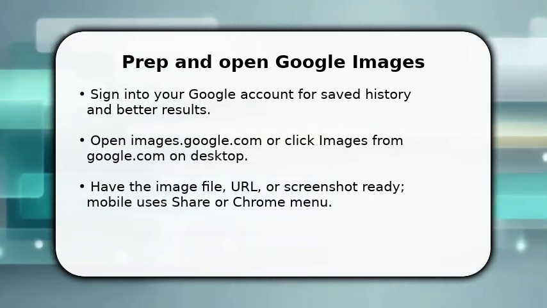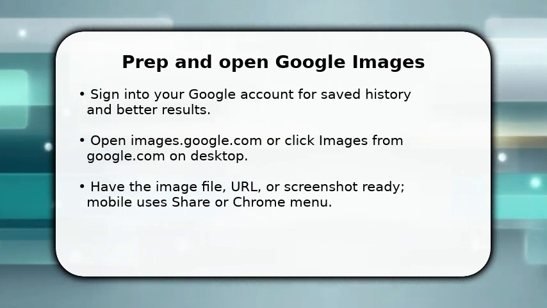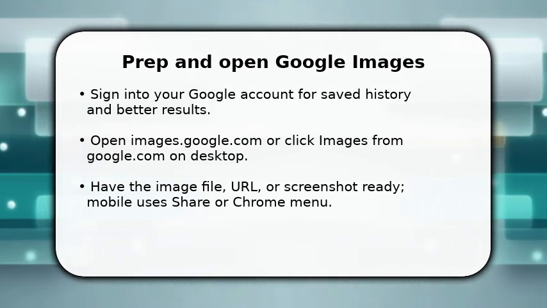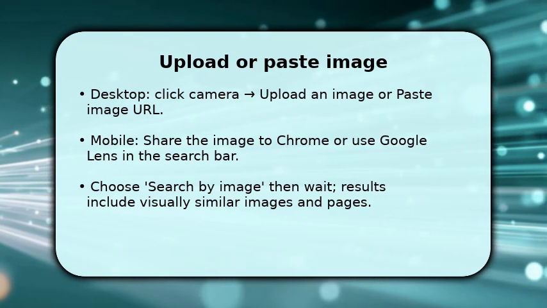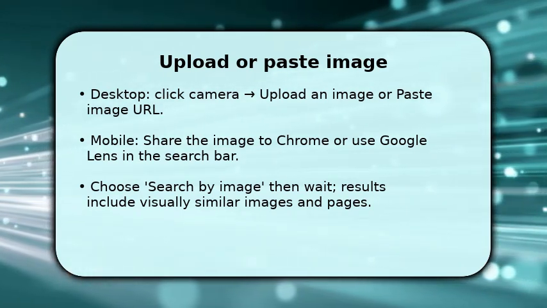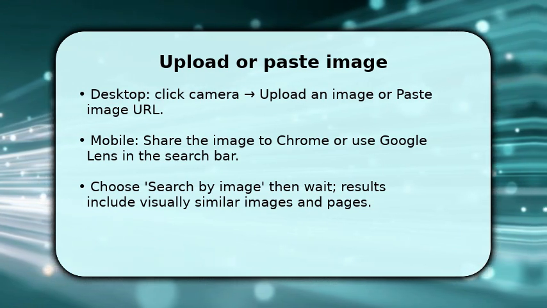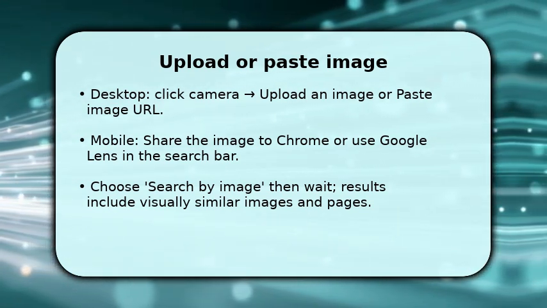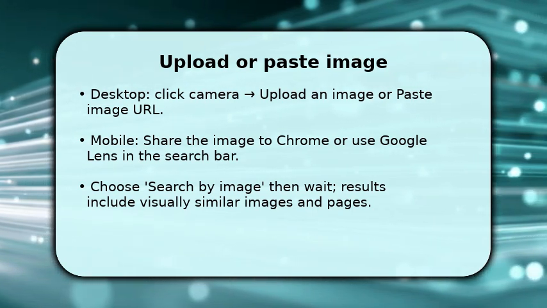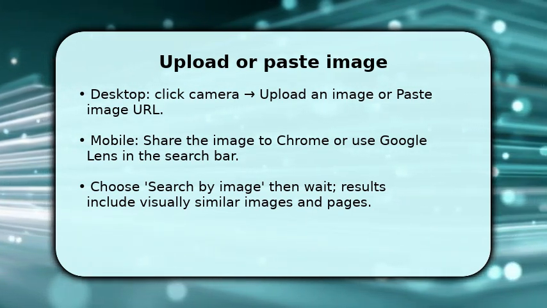This first step sends your image to Google's reverse search engine so it can analyze colors, shapes, and metadata, making later matches faster and more accurate. Next, upload or link the image so Google can find matches. On desktop, click the camera icon, then either paste the image URL or choose Upload an image and select your file. On mobile, share the picture to Chrome or use Google Lens from the search bar to start the query.